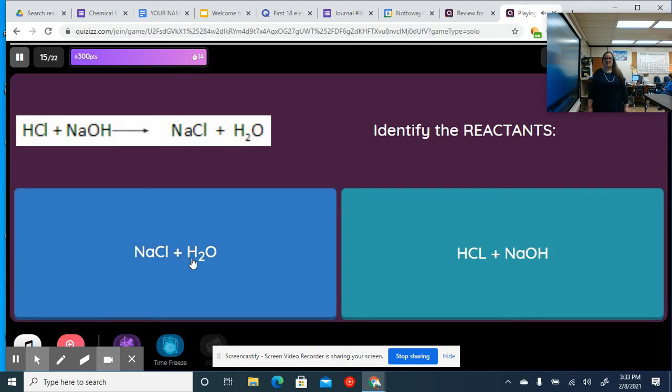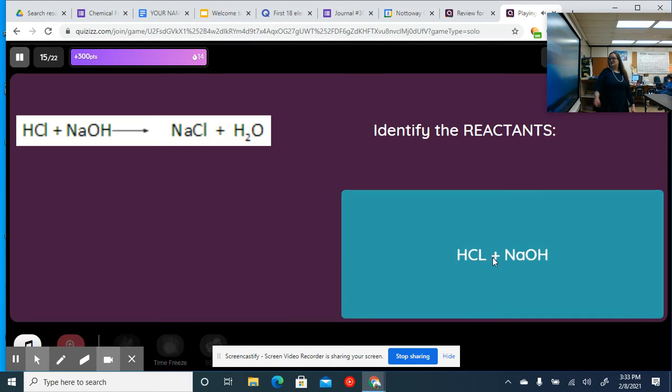Identify the reactants. The reactants are everything on the left side of the arrow. The reactants are everything that is needed. So HCl and NaOH.